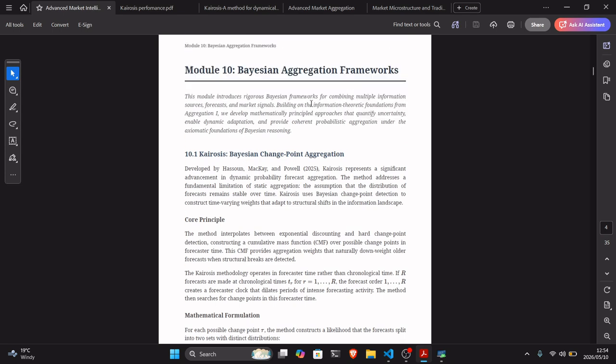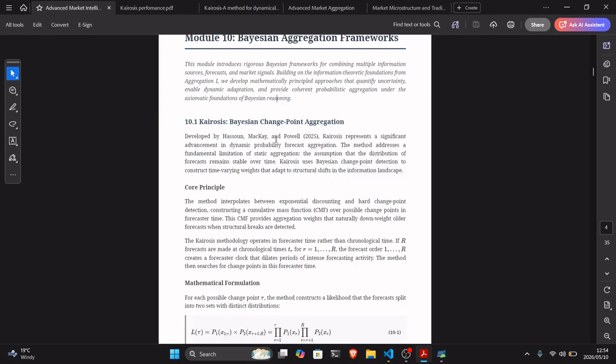Module 10, Bayesian Aggregation Frameworks. This module introduces rigorous Bayesian frameworks for combining multiple information sources, forecasts, and market signals, building on the information theoretic foundations from Aggregation 1. We develop mathematically principled approaches that quantify uncertainty, enable dynamic adaptation, and provide coherent probabilistic aggregation under the axiomatic foundations of Bayesian reasoning, one of my most favorite mathematical abstractions.